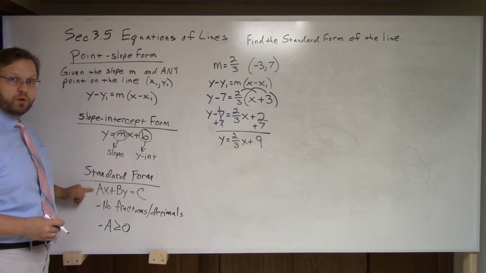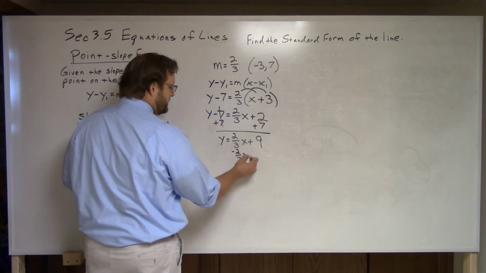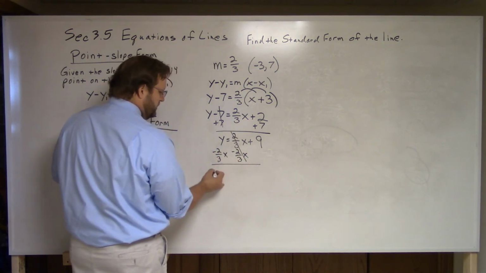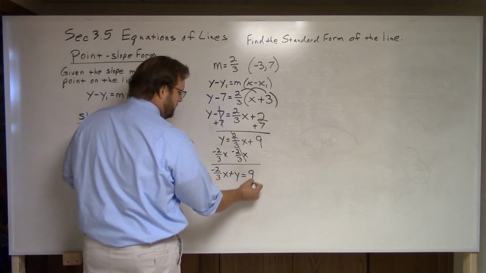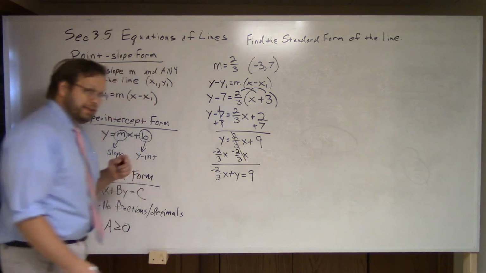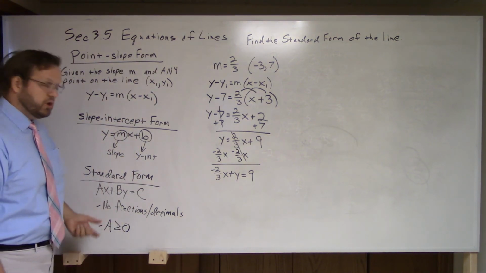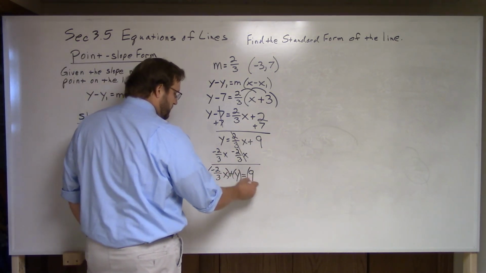First of all, get x and y on the same side. So I'm going to subtract 2/3 x to get -2/3 x plus y equals 9. The next thing is, we can't have any fractions or decimals in there. So we need to clear that fraction out. So I'm going to multiply everything by 3.